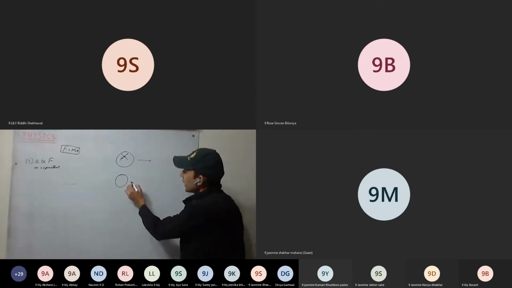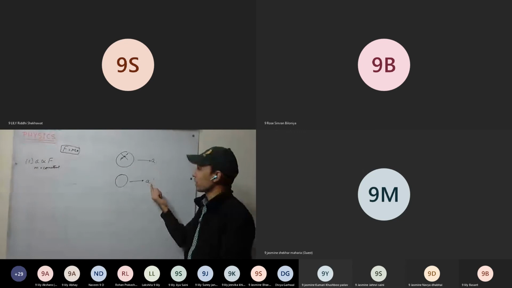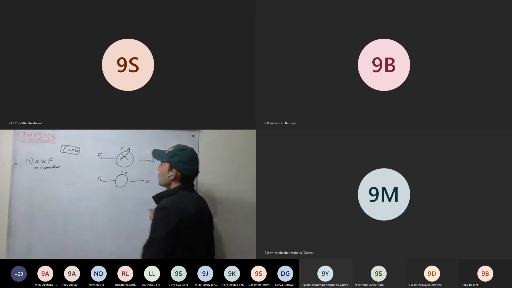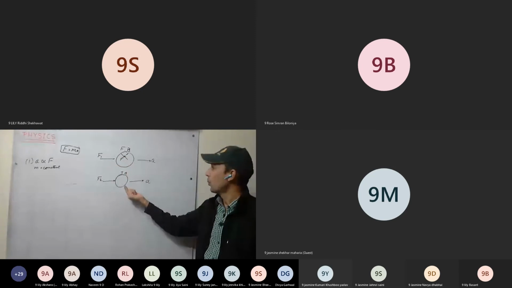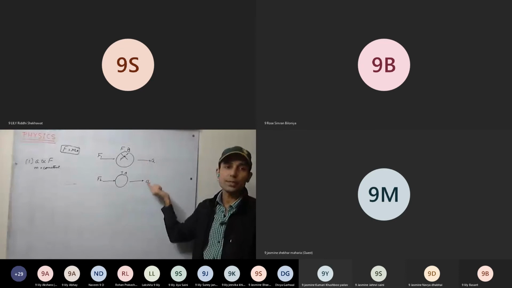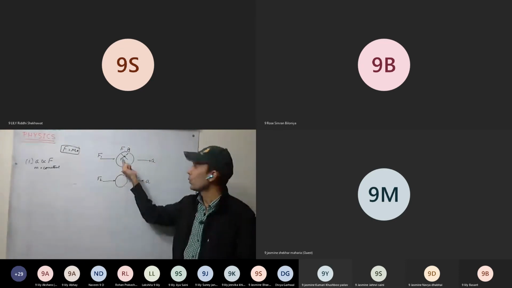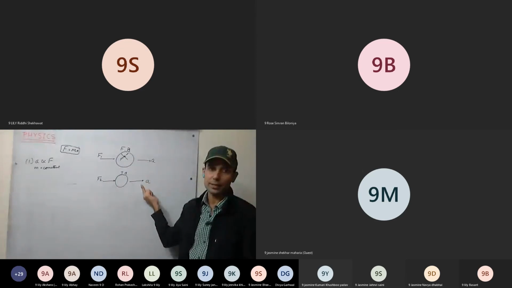Now, if we have to produce the same acceleration, on which will we apply more force? This is the football, this is the tennis ball. F1, F2. On the football, we have to apply more force. The more the mass, the more force is to be applied to produce the same acceleration. So listen again: the more the mass, the more force is to be applied to produce the same acceleration.